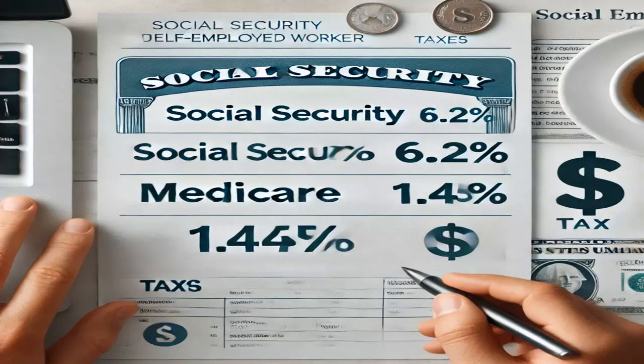Another key component of the US tax system is payroll taxes. These are taxes employers withhold from employees' wages to fund programs like Social Security and Medicare. Employers also contribute a matching amount to these programs. As of 2024, Social Security tax is set at 6.2% for both employees and employers, and Medicare is 1.45%. If you're self-employed, you're responsible for both portions, known as the self-employment tax.